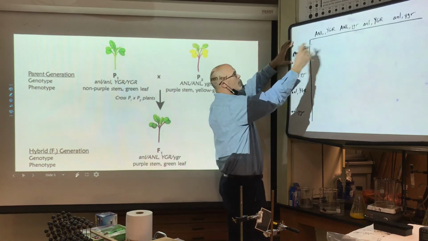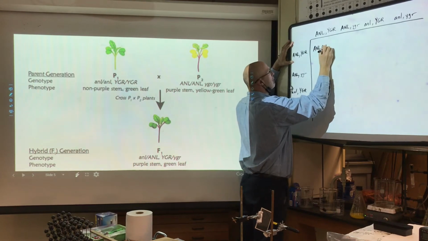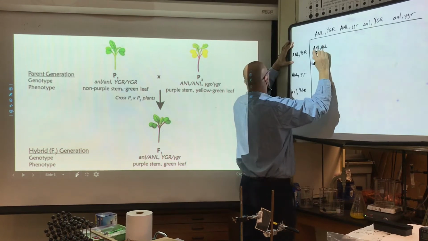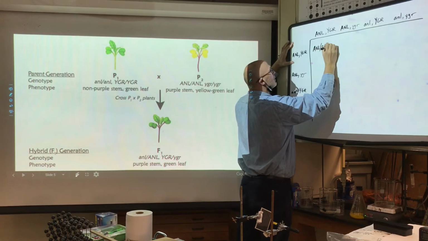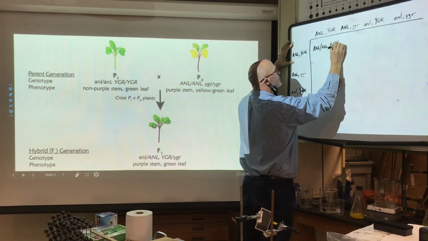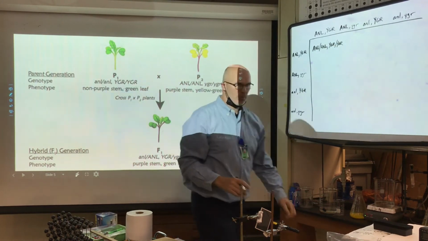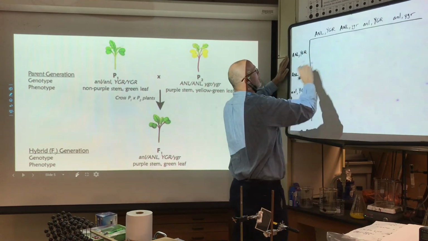Well, you put these together, what are you going to get? You're going to get a homozygous recessive, A and L, okay? And then I'll do it like this. A and L, and then YGR. I'm going to have to write smaller. I'll get this out. Just going to write smaller.